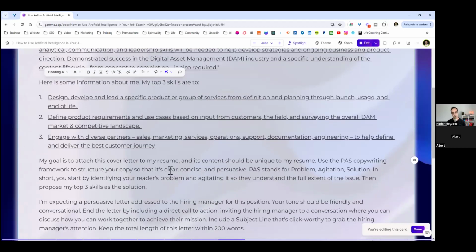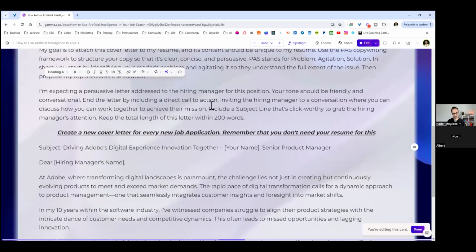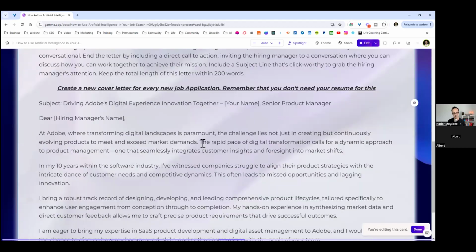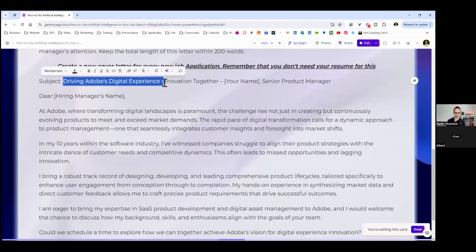You need to show Adobe a cover letter that speaks to their needs. Everything on this cover letter should be relevant and significant. With that said, that click-worthy, persuasive headline or subject line of that email is: driving Adobe's digital experience innovation together. Again, sense of belonging, camaraderie, and the value is theirs. It's not you. I'm applying for this job.